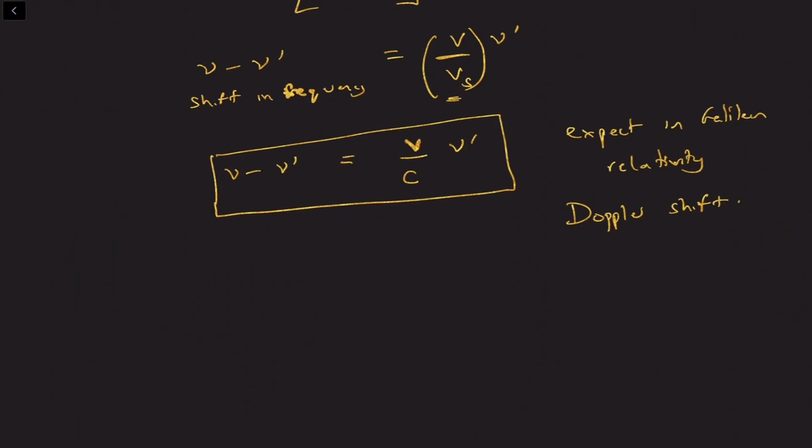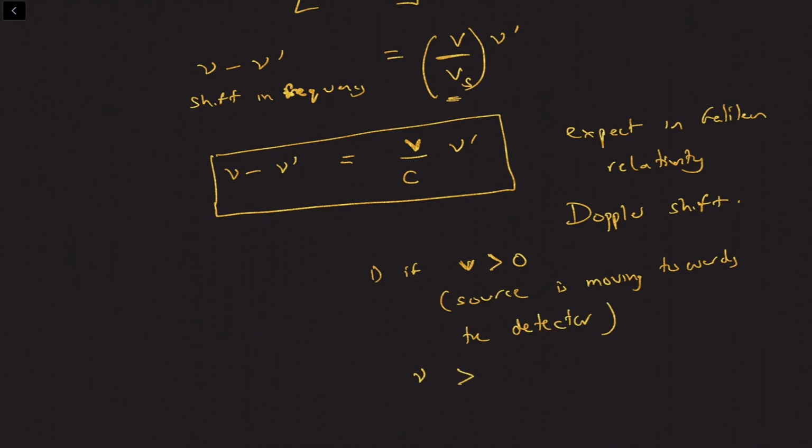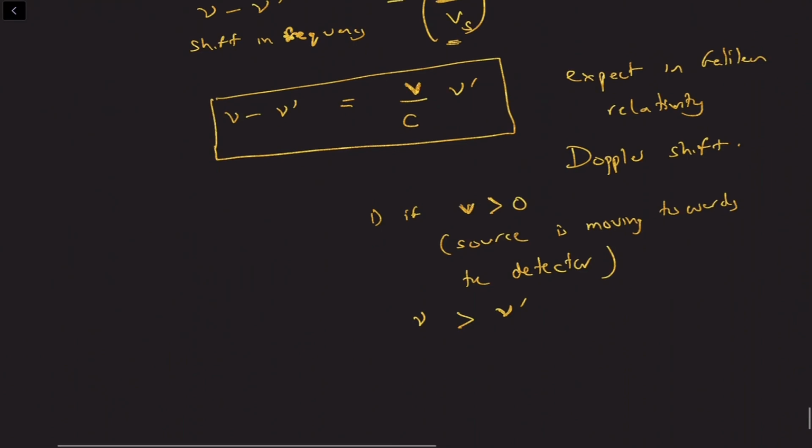And you can see a couple of things. One is if the speed v is positive, that is, the source is moving towards the detector, or in the direction of emission, then nu is greater than nu prime. So the frequency is larger, or you would say that the wavelength is smaller.